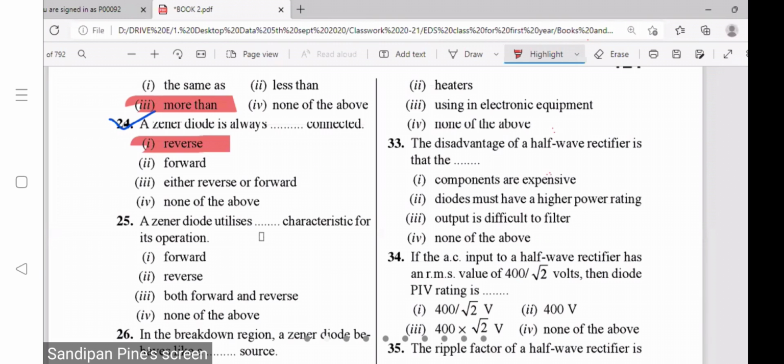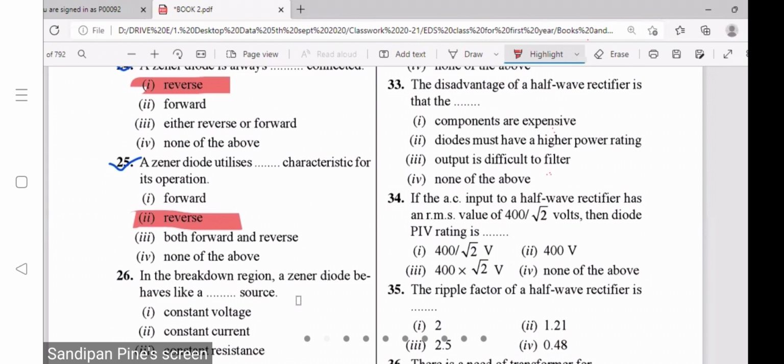So a Zener diode utilizes its reverse characteristic for its operation, obviously reverse, because its main operation is as a voltage regulator, and for regulation it uses its reverse characteristics, which is the breakdown characteristics. In the breakdown region, a Zener diode behaves like a constant voltage source.